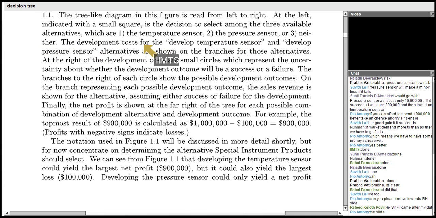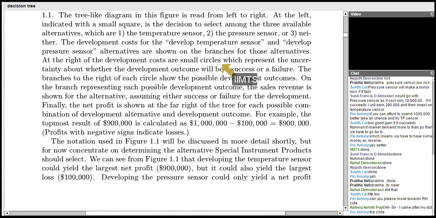Okay, the development cost for the pressure sensor, and to develop the temperature sensor, and the alternatives are shown in the branches. So you see the branches that came out. They're all talking about the decision to develop each of those, either to develop or not to develop. Now, at the right of the development costs are small circles.